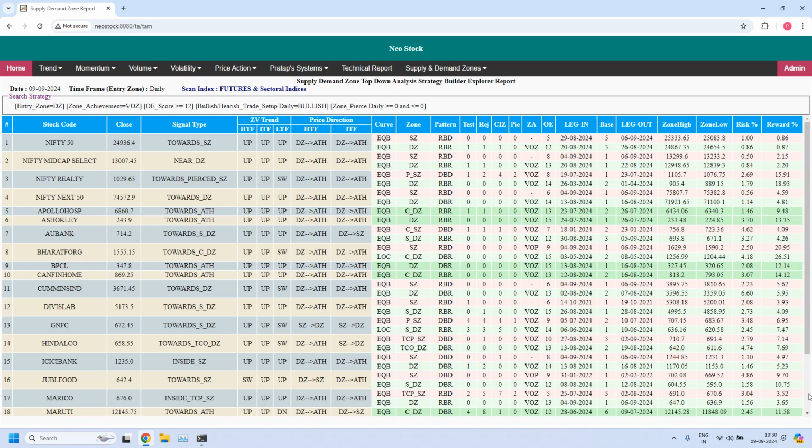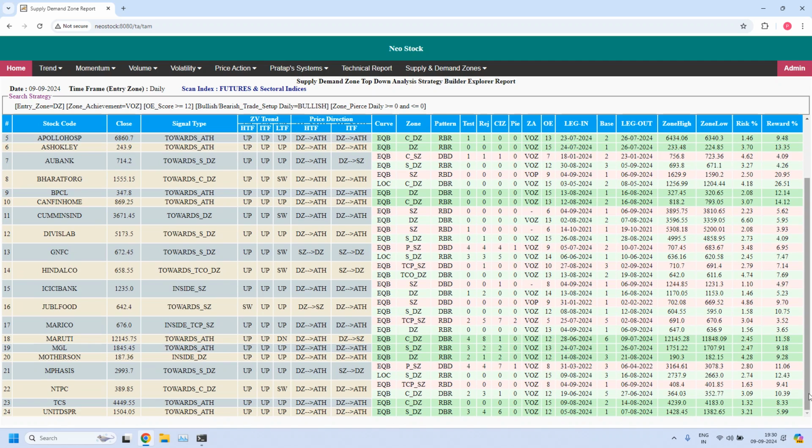Let me scroll the list down. So total 24 stocks are filtered. All these 24 stocks are supporting bullish trade setup for monthly income trade. Now let's look for high probability setups based on the zone confluence.